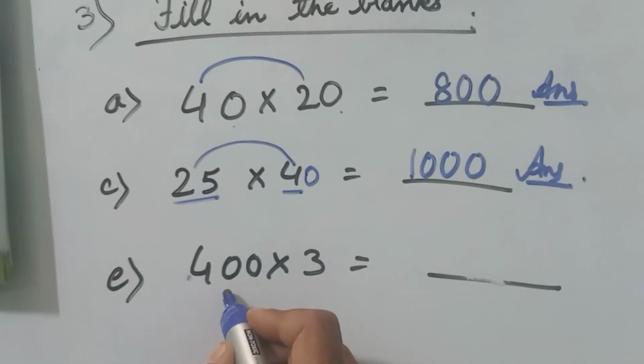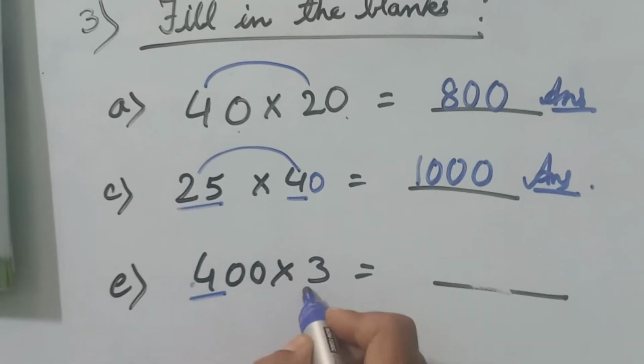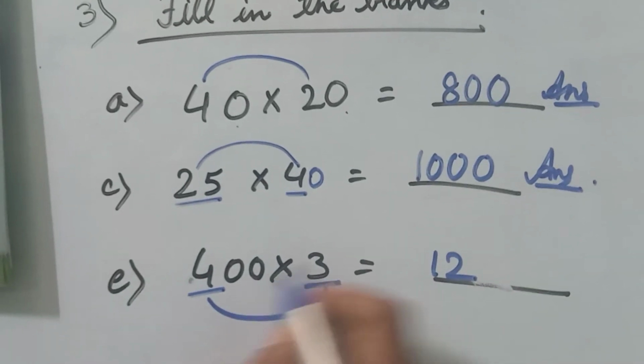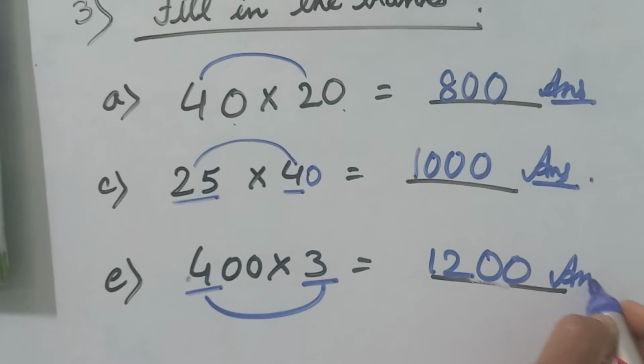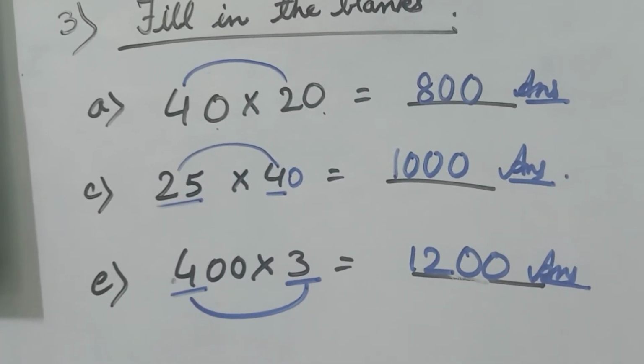Moving to question number E. You have to multiply 403. Again you leave these zeros. Multiply only these numbers. 4 3s are 12. And how many zeros? 2. So 1200. Isn't it? So children, you will do all the left questions in this way only.